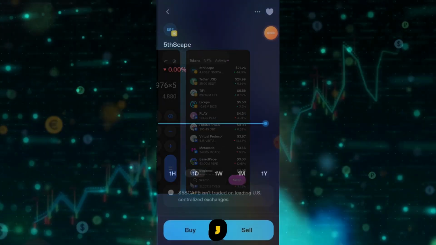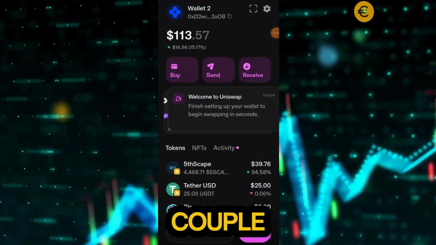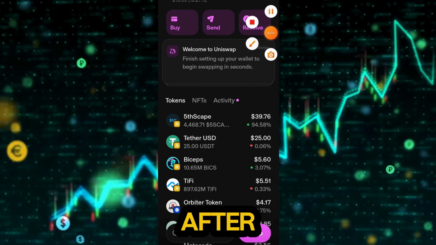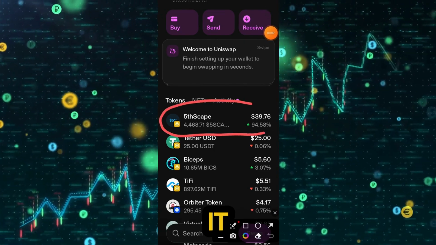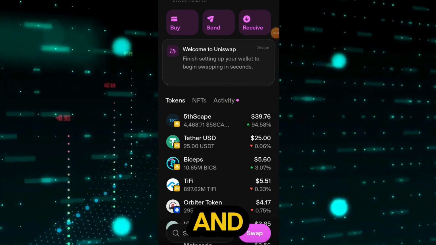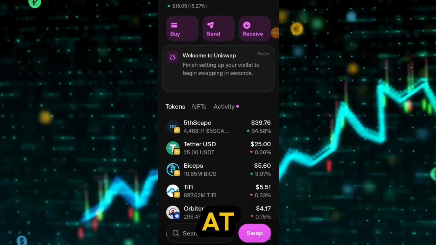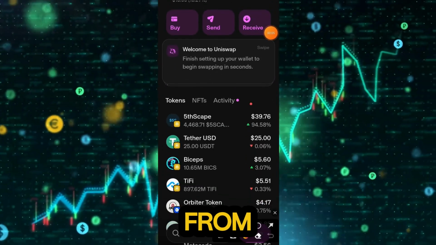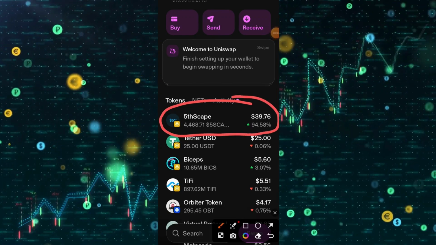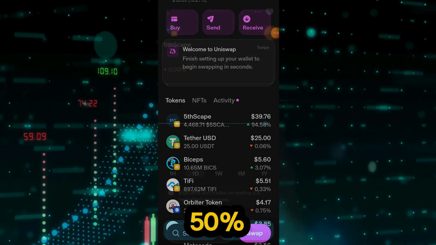It's increasing. Okay. And now, after about 12 hours after I had bought the coin, I bought it at 10 p.m. the previous day, and now it is 10 a.m. the next day. Look at the value of the coin I bought. It has increased from $25 to $39.76. That's about 50% profit, guys.